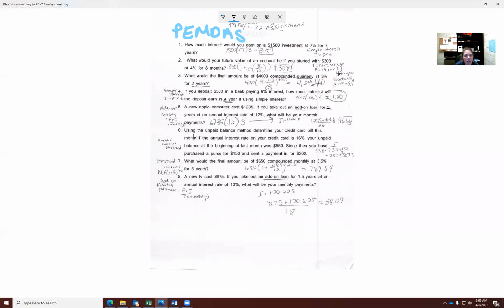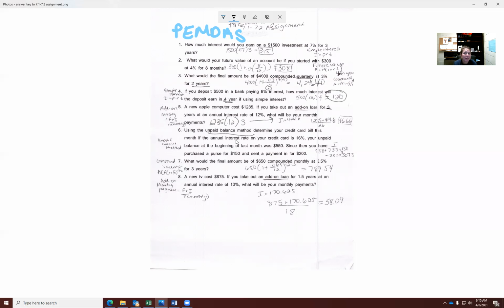All right, number 6, using the unpaid balance method, determine your credit card bill this month if the annual interest rate on your credit card is 16%. Your unpaid balance at the beginning of last month was $550. Since then, you have purchased a purse for $150 and sent a payment in for $200. Okay, there's a formula for the unpaid balance method in your book. I think this is in 7.2.